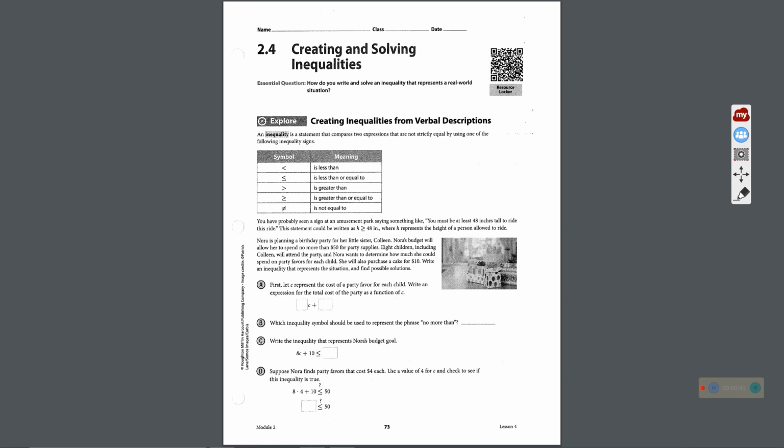You've probably seen a sign at an amusement park saying something like, "You must be at least 48 inches tall to ride this ride." This statement is written as your height has to be greater or equal to 48 inches.